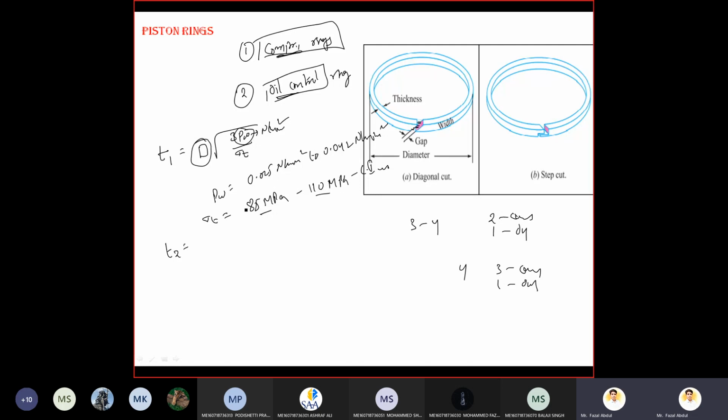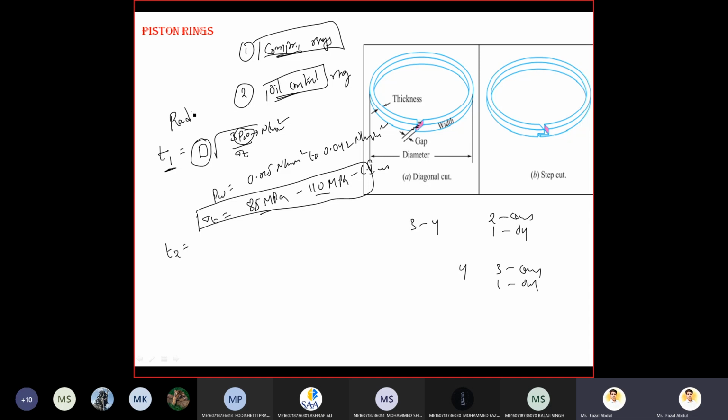If the examination center provides the data book, that is okay. If the center persons are not providing the data book, it is difficult to solve the problem without remembering these sigma T values. Okay? And the first one is the radial thickness.